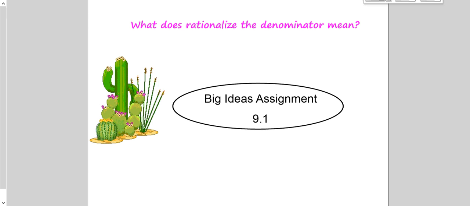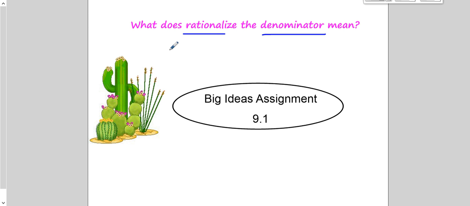What does rationalize a denominator mean? Let's pull it apart. What's a denominator? That's the bottom part of the fraction. And what's a rational number? Numbers like 2, 3, 4, those are all rational numbers. But things like square root of 3 are not rational numbers. So to rationalize a denominator means make sure you only have rational numbers in your denominator.